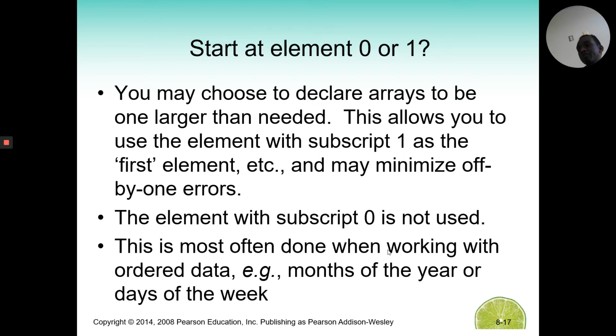You can choose to declare arrays to be 1 larger than needed. This allows you to use the element with subscript 1 as the first element, and so on, and you may minimize off-by-1 errors. So the element with subscript 0 is not used. This is most often done when working with ordered data, like the months of the year or the days of the week.